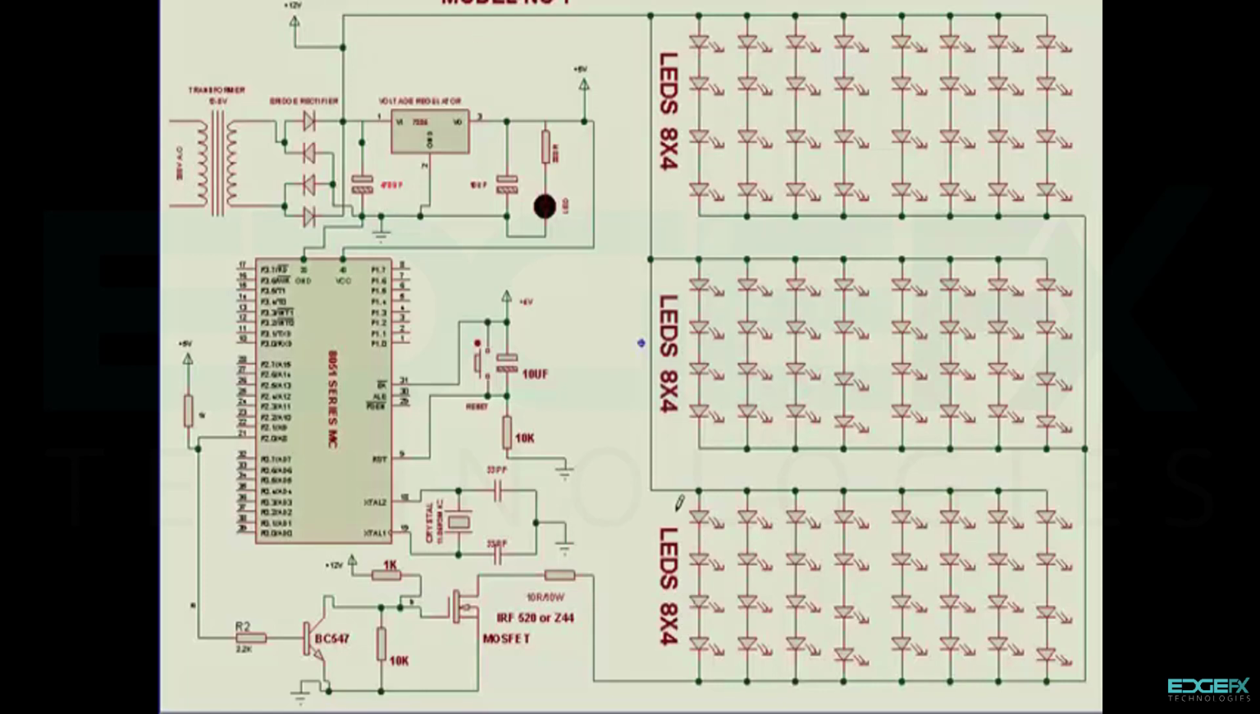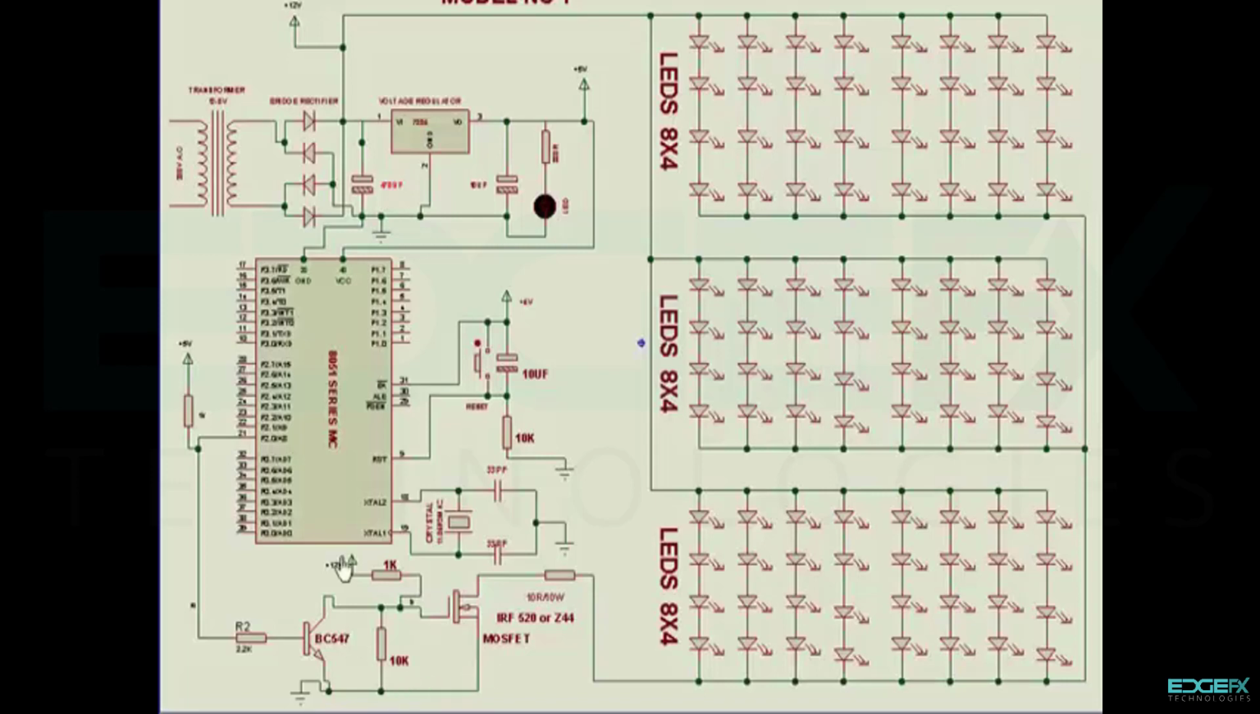We need to drop a certain voltage, which is dropped by this resistor, and we have a MOSFET switch here. This MOSFET switches on the LEDs for the positive flow this way, and finally the current passes through this resistor and then the switch.